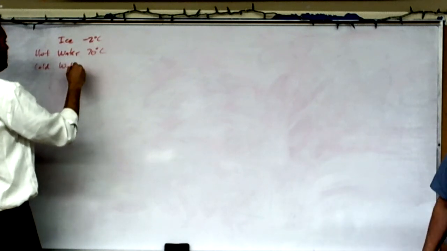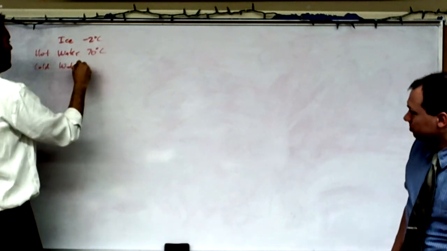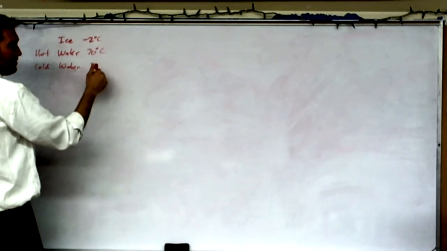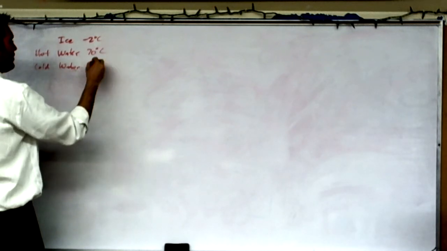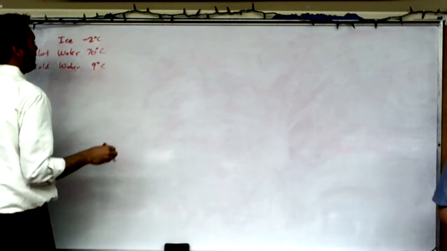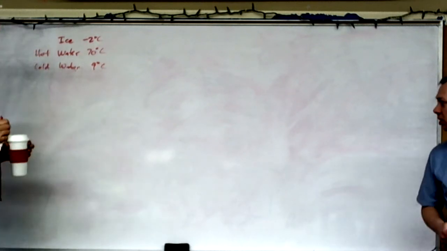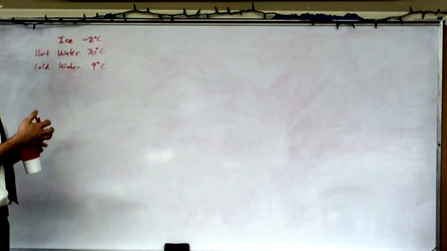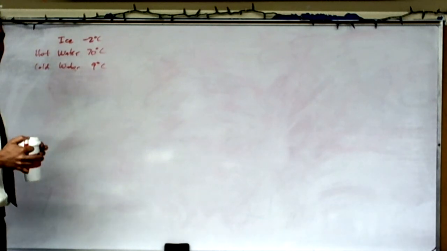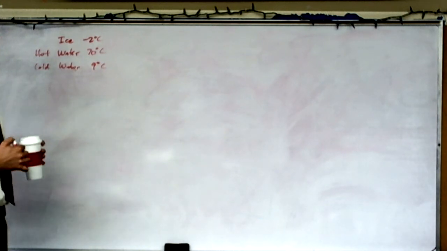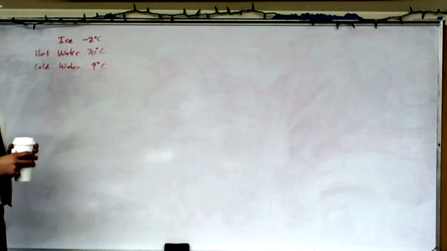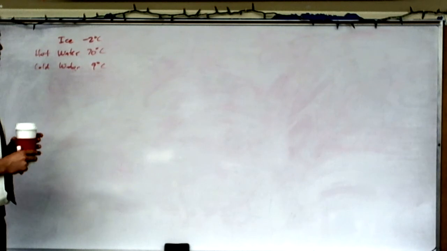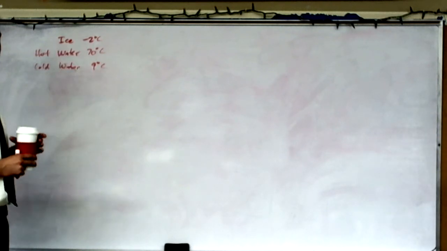What is it called? 7? Maybe it was 9. It was 9, which is 48.5 Fahrenheit. That's crazy. Percentage difference between the cold water and the hot water, and it's still water. The cold water is closer to ice than it is to the hot water, right?